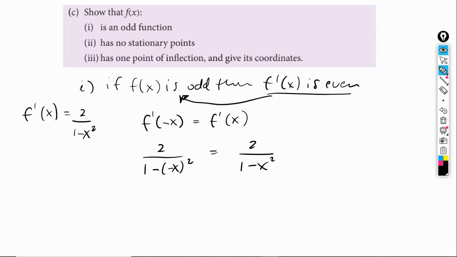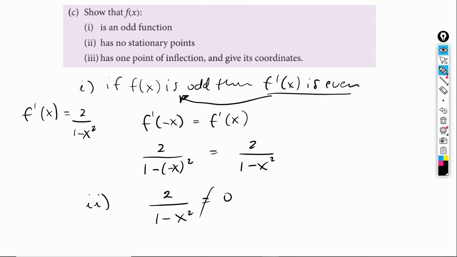For part 2, they ask us to show that f of x has no stationary points. What that means is that it has no maximum and no minimum. Remember that to find maximums and minimums, we have to equal the derivative to 0. So what happens when we equal 2 over 1 minus x squared to 0? Well, this has no solutions. Therefore, since this cannot equal 0, the function f has no stationary points.